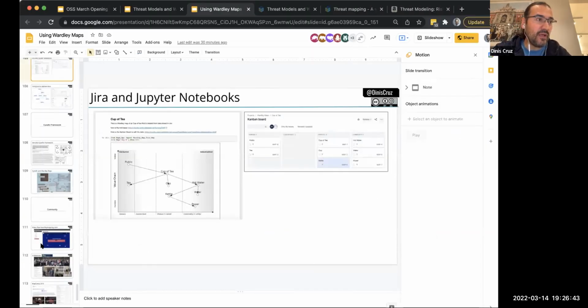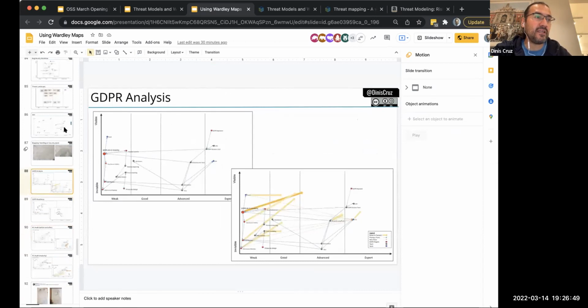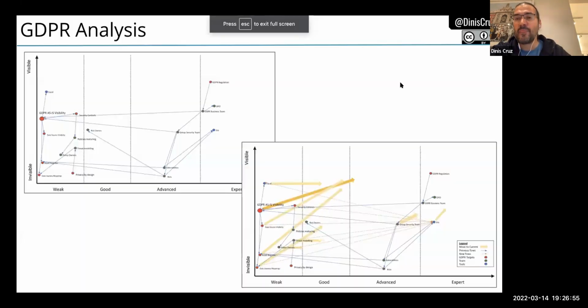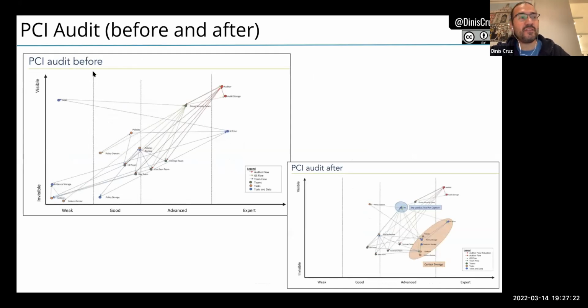One of the ones that you might also find interesting is the GDPR one. This is a really cool one, where we did a GDPR analysis of where we were before and what we wanted to improve in our GDPR processes. We mapped the maturity of the things that we needed to do in order to be GDPR compliant, and then we said what we want to evolve. You can see that we started here and we arrived here. And then another variation is PCI audit. We started the PCI audit here, and then as we evolve, as we build process.